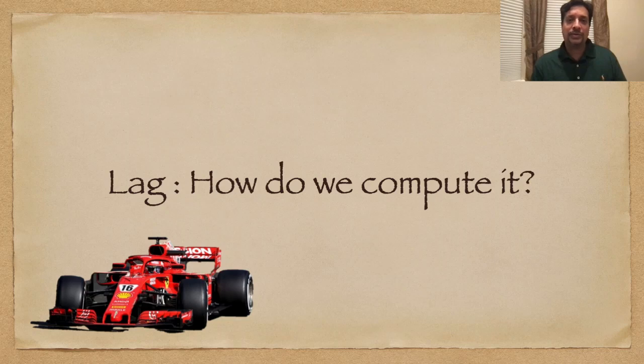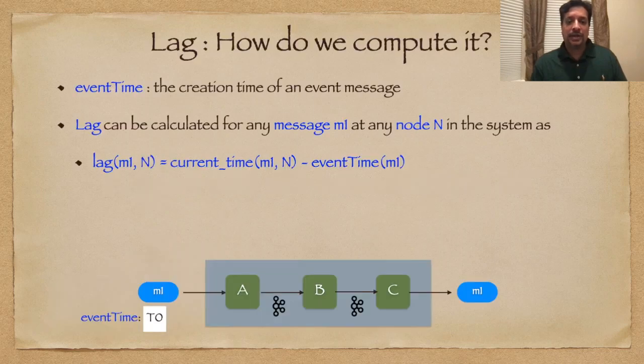So, how do we compute it? To start with, let's discuss one of the concepts called event time. Event time is the creation time of a message. It's typically stored within the message body and travels with it as it transits our system. Lag can be calculated for any message M1 at any node n in the system using this equation.